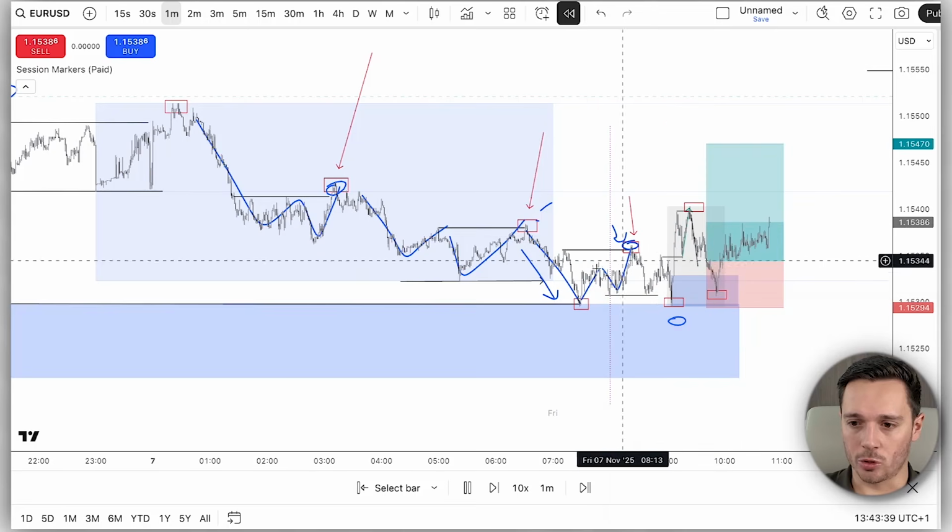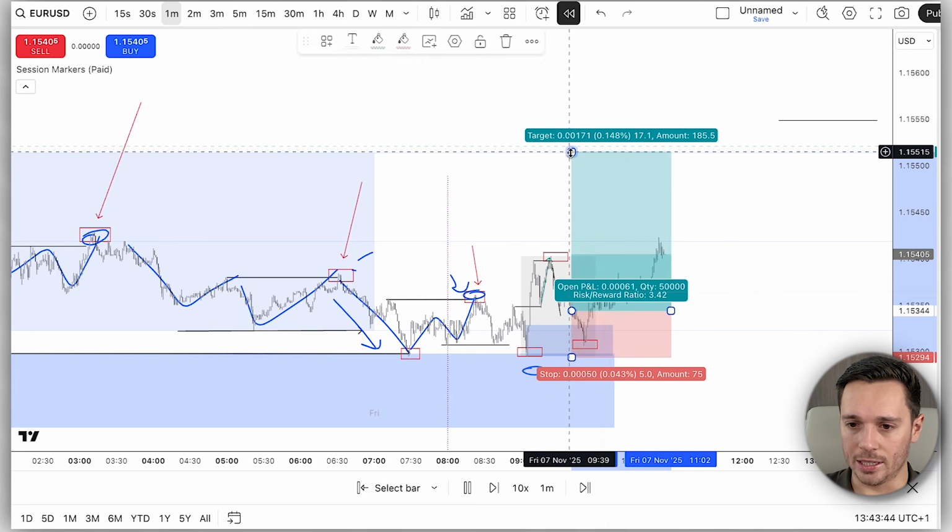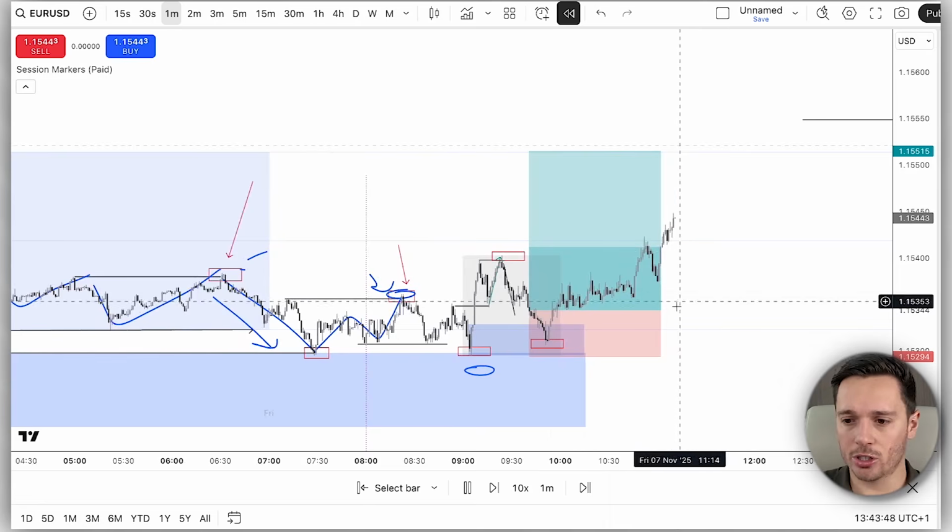Okay, so from here, same inducements in control, now of course to the upside, and we should expect price to go for at least a 1 to 3. So in 1 to 3, we'll be paying ourselves the first partials.